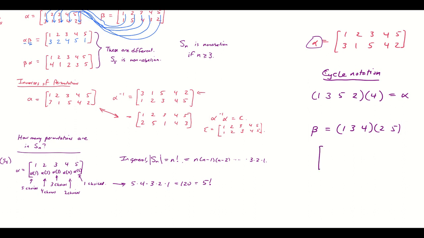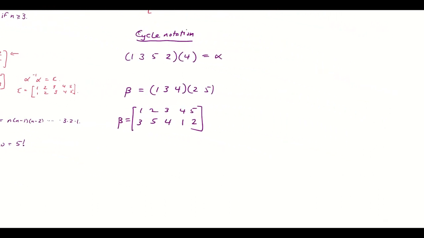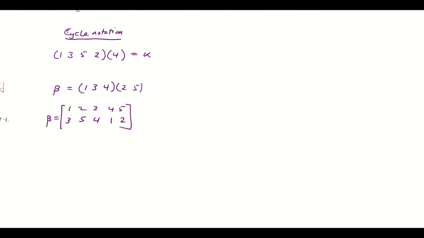How would I write that in array notation? Well, I just write down what everything is going to here. In this case, 1 goes to 3, 3 goes to 4, 4 goes back to 1, and then 2 goes to 5, and then 5 goes back to 2. So that's the array notation for beta. One more thing I'd like to do before wrapping up. We're actually going to do a lot with cycle notation in this course. That's really the standard way of working with permutations anytime you see group theory that involves permutation groups.